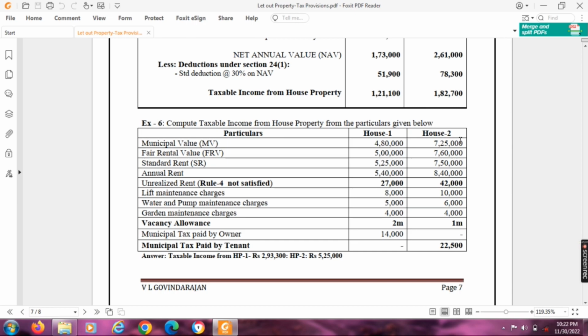Actually, these 6 problems were covered only to understand the basic concepts of let out properties. In the next video, we'll see the advanced properties.